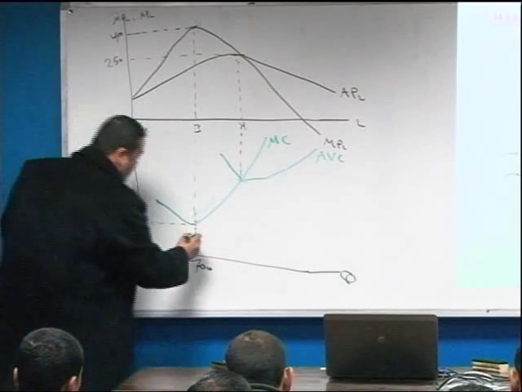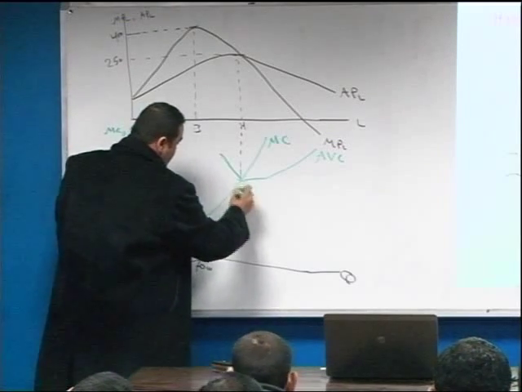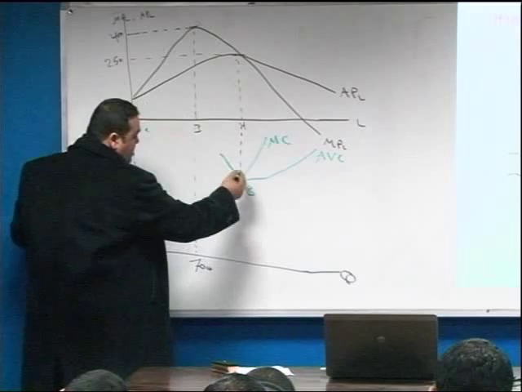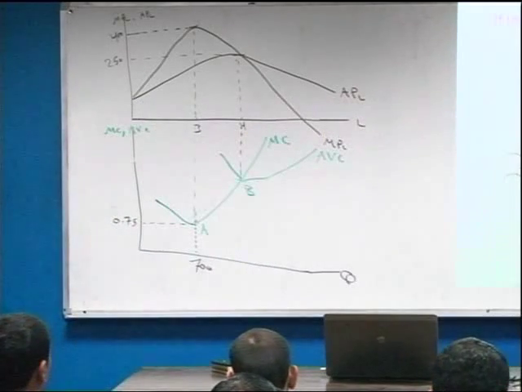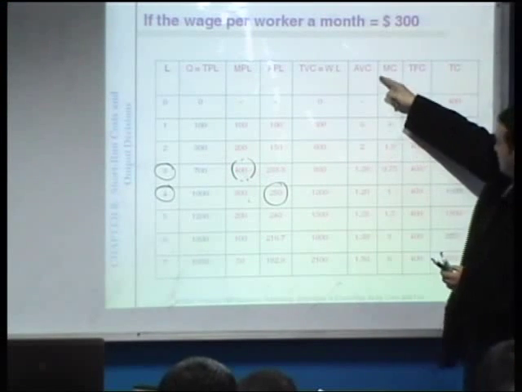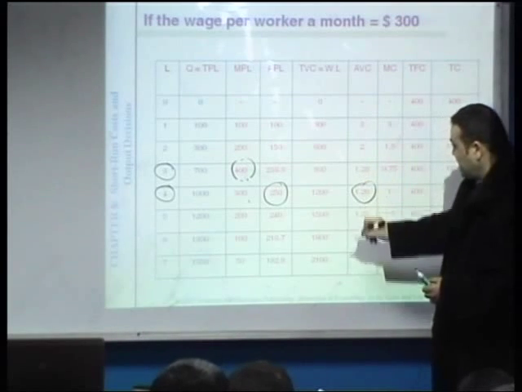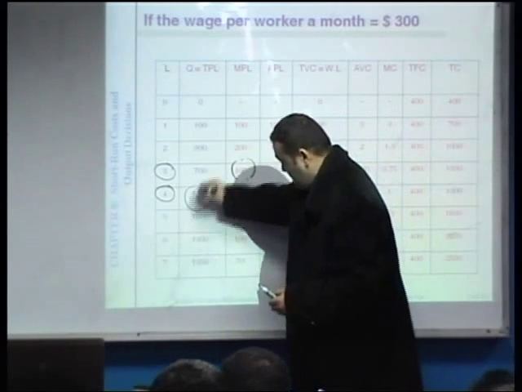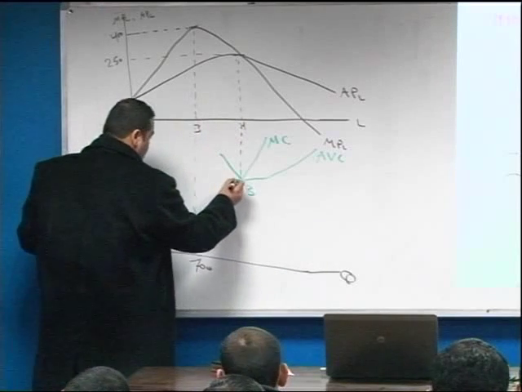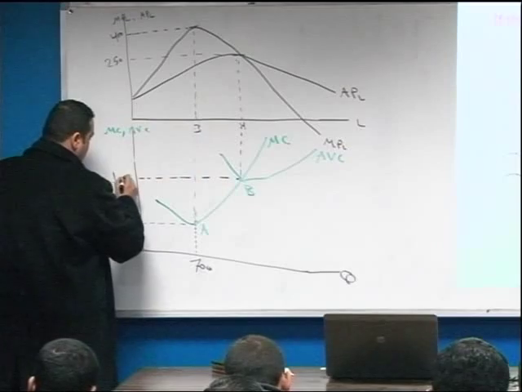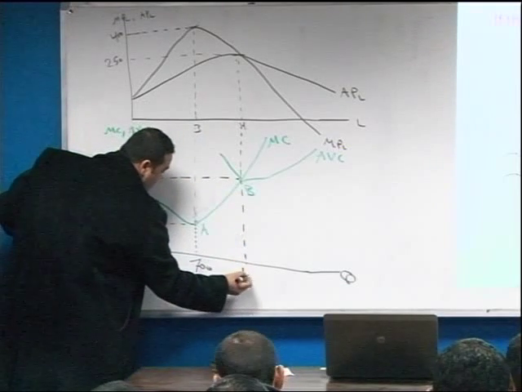Suppose this is point A and this is point B. Where is the minimum value of AVC? AVC is 1.2. In this case, Q equals 1,000. So it equals 1.2 and 1,000.